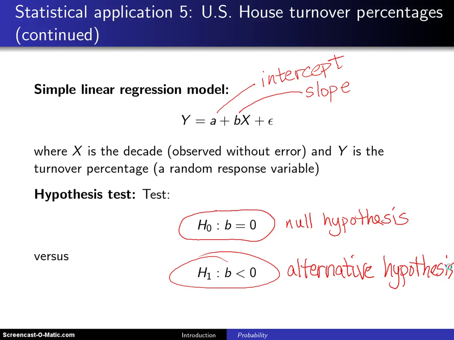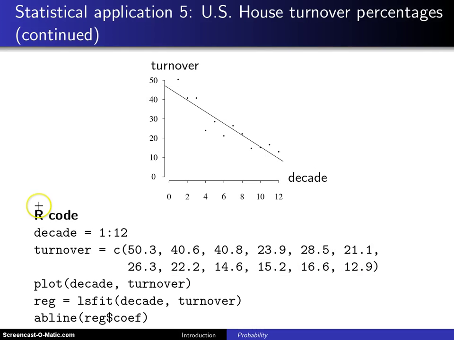Now, if you go to the next page, there is some R code. And this R code has produced the plot that you see up above here. So first of all, I take each decade from the 1870s forward, and there are 12 decades, and I just assign those the integers 1 through 12. Second thing I do is I use again the combine function, which you saw earlier, to create a vector known as turnover. So again, decade will be the vector 1 through 12. Turnover will be the vector 50.3 in the first position all the way up to 12.9 in the 12th position.